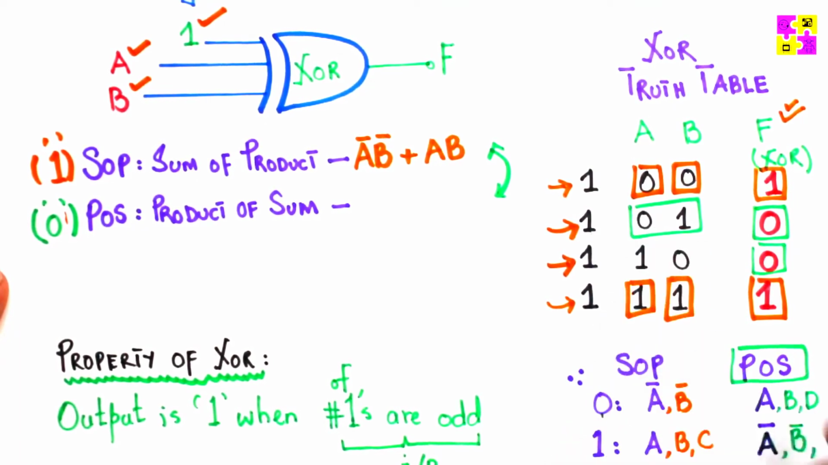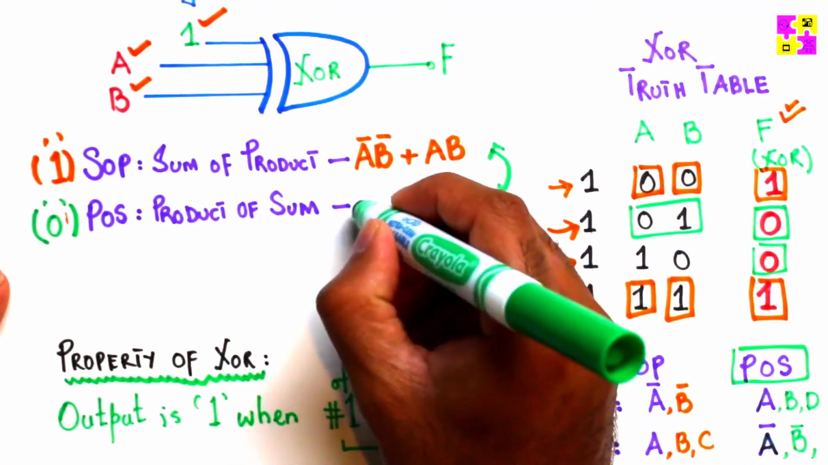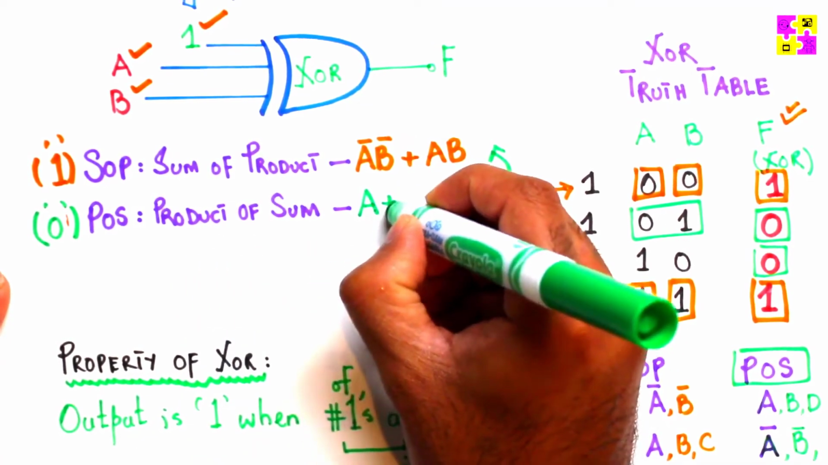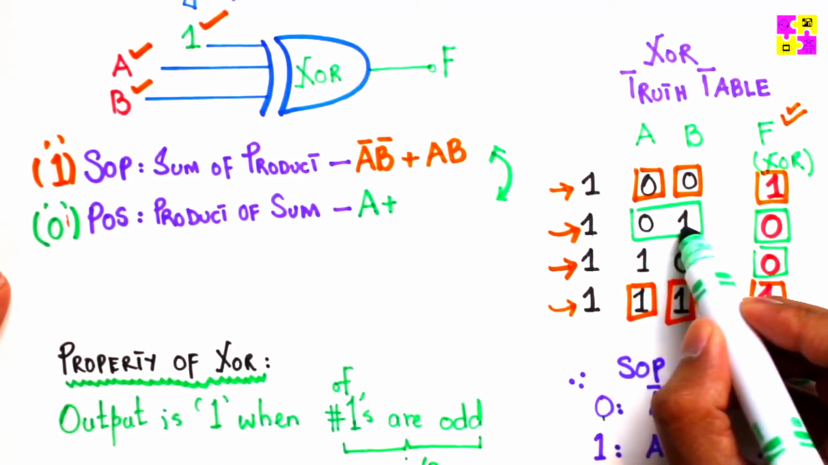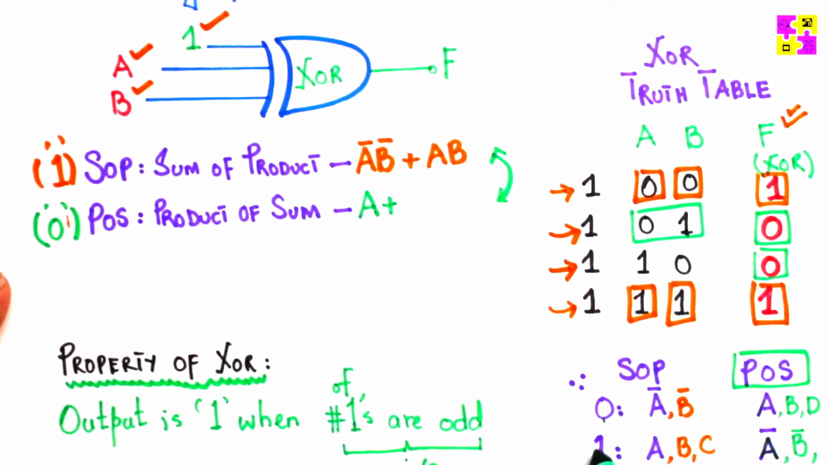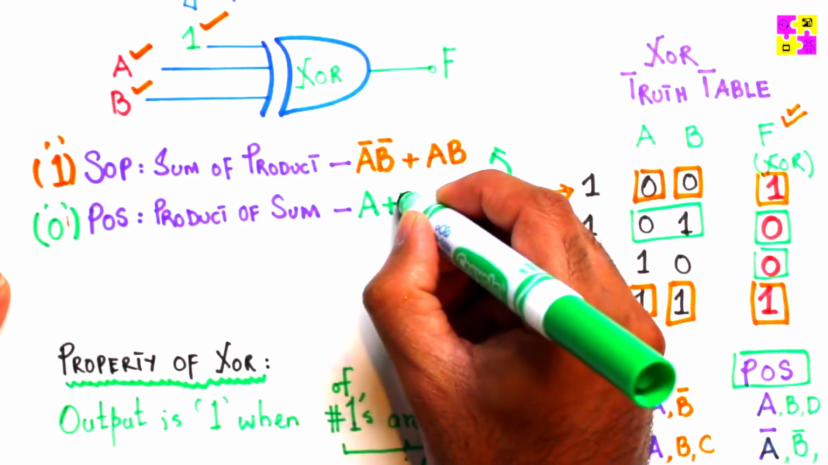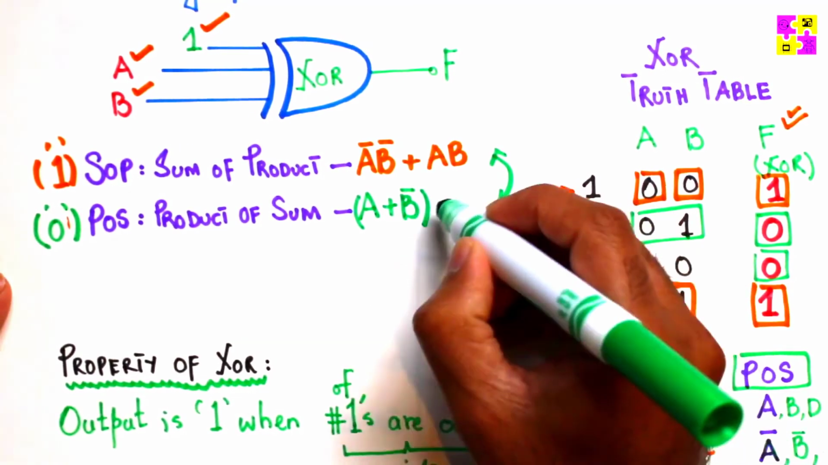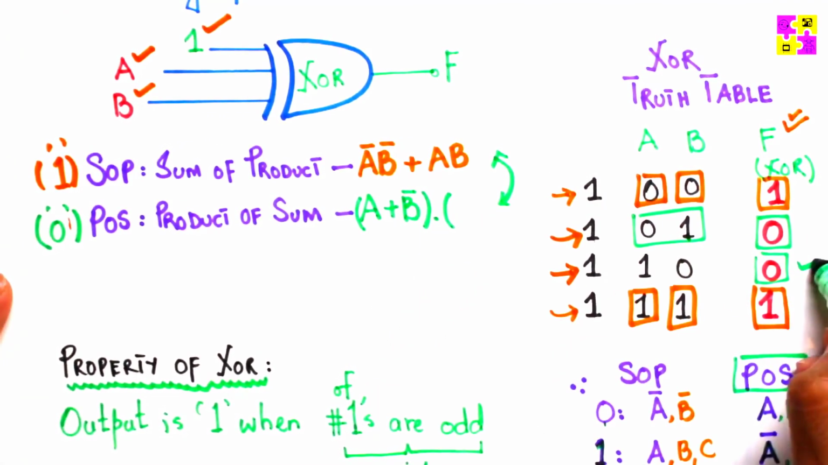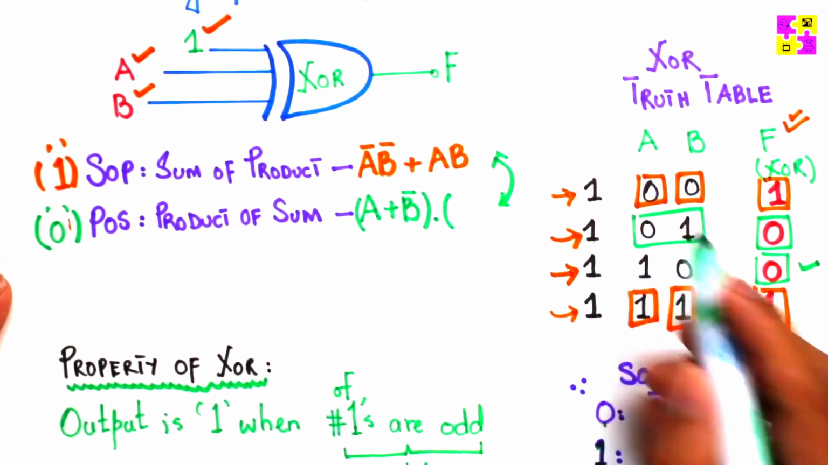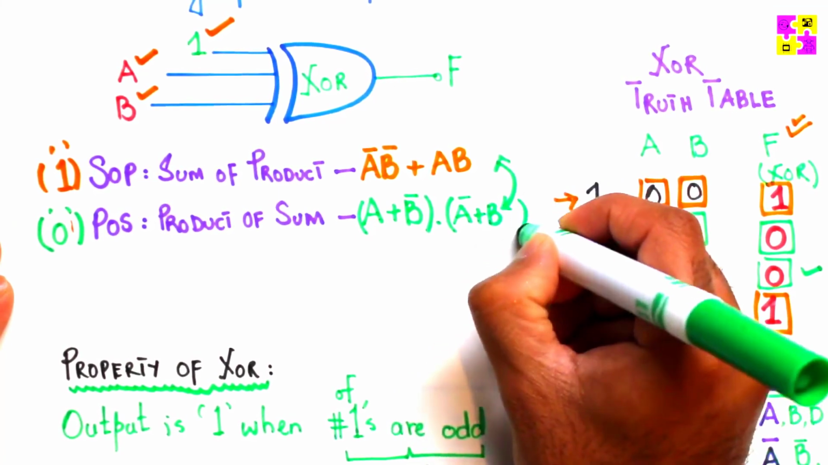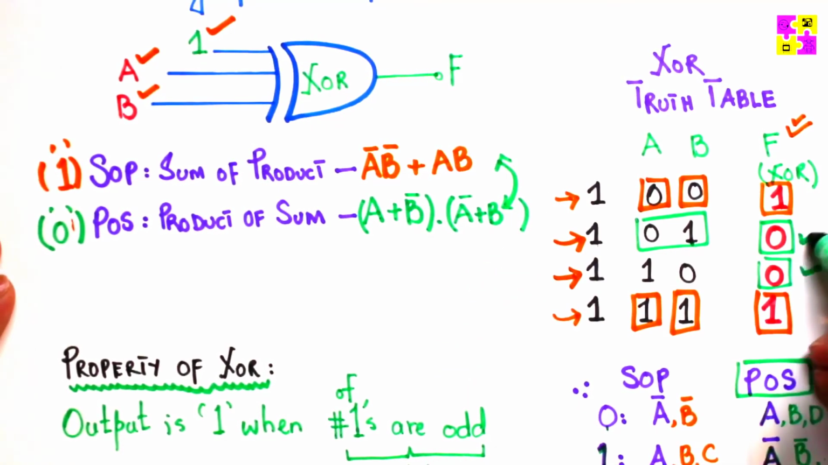Now here A is 0, so I'm just going to put it as A, and it's a product of sums. So we are going to add the 2 variables, A plus B bar. Why B bar? Because B is 1 and 1 is treated as A bar or B bar in POS. So A plus B bar. That's one sum. Now we have another max term, which is here. This time A is 1, B is 0, which means A bar plus B. And that's it, because there were only 2 max terms here.